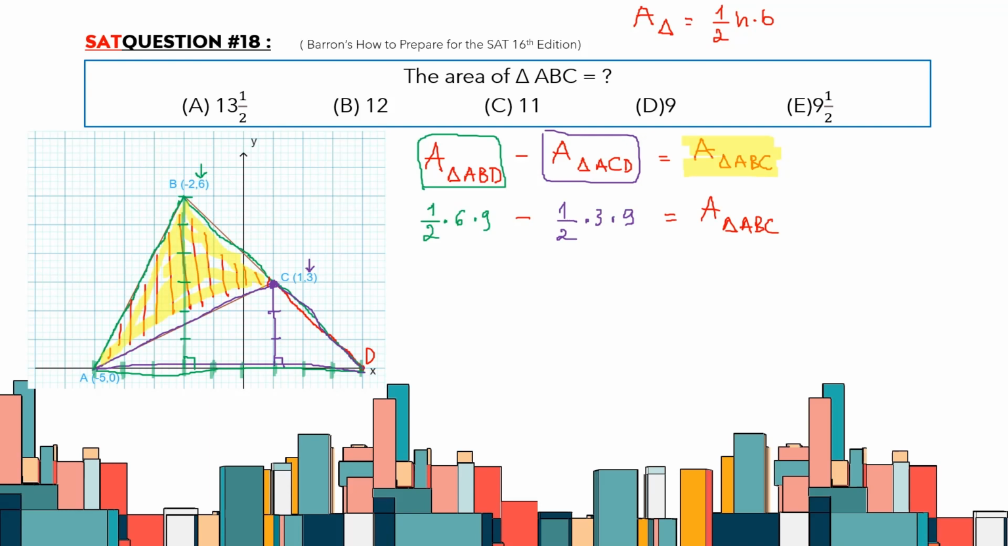Now we can take 1/2 times 9 out, and 6 subtract 3. This will give us 1/2 times 9 times 3. So that will be 27 divided by 2. And that will give us 13.5, or 13 1/2.